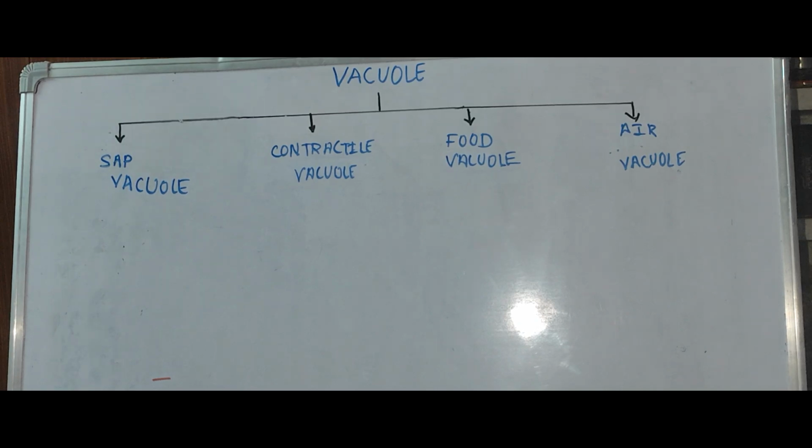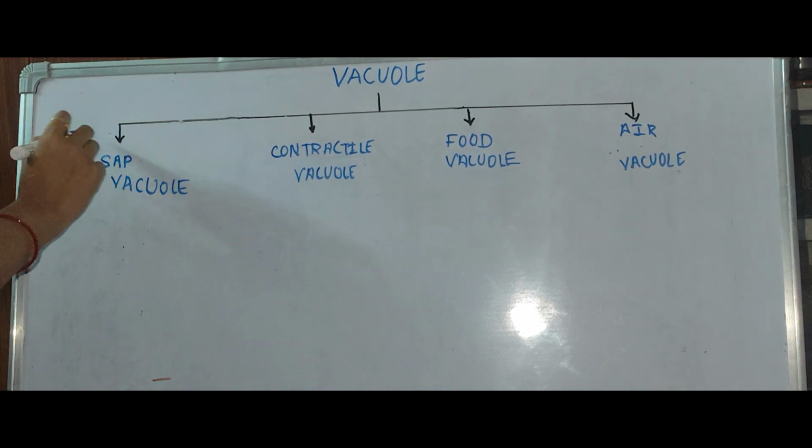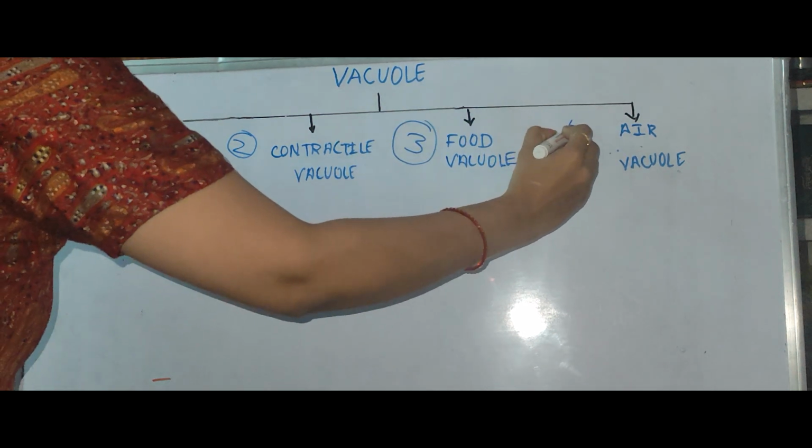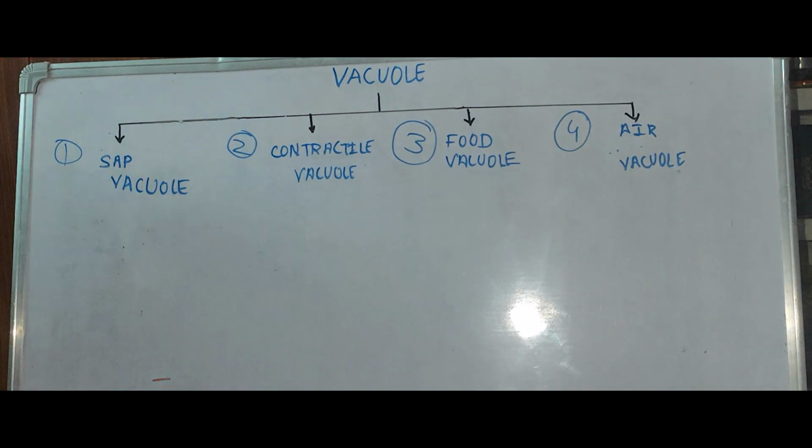So today's video we are going to start about vacuole. What are the vacuoles? Vacuoles are small vesicle-like structures which occur in the cell, and on the basis of their function and content, they are divided into four types. There are four types of vacuole. Four different vacuoles are seen in the cell. Depending on their function and content, they are divided.